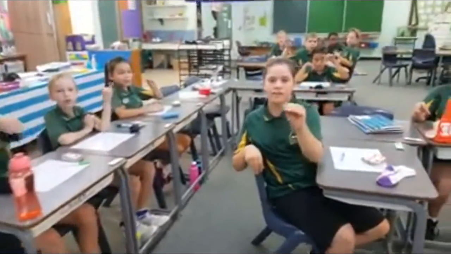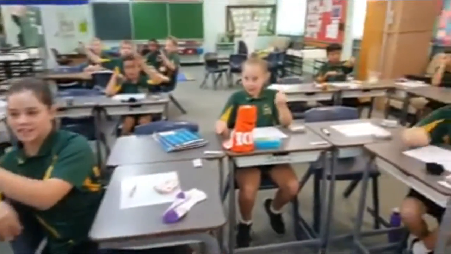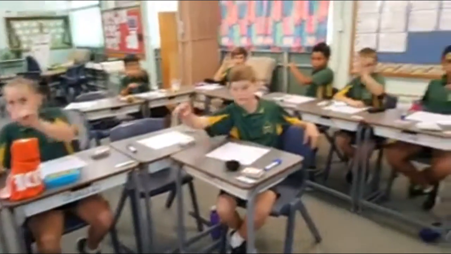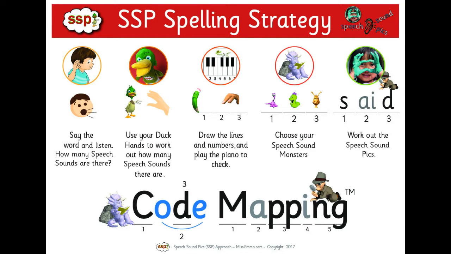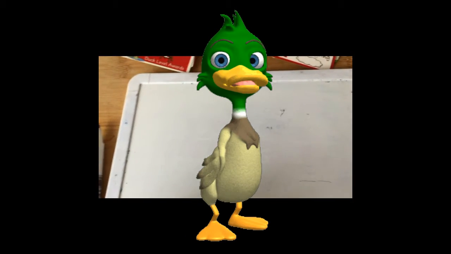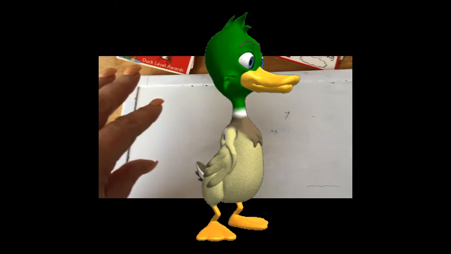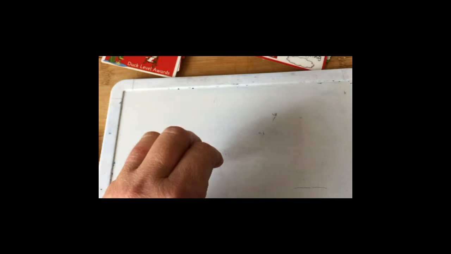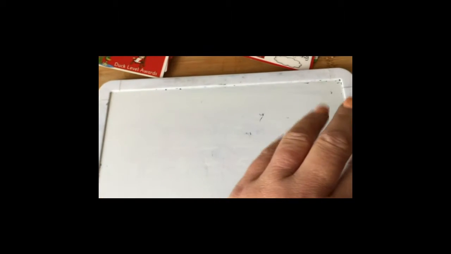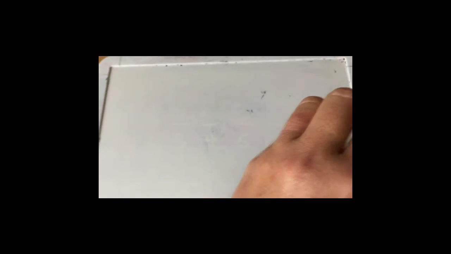A, K, W, I, Z, I, Sh, N. Acquisition. So now I've done my duck cans, I'm going to do my duck cans over my whiteboard. A, K, W, I, Z, I, Sh, N. Acquisition.